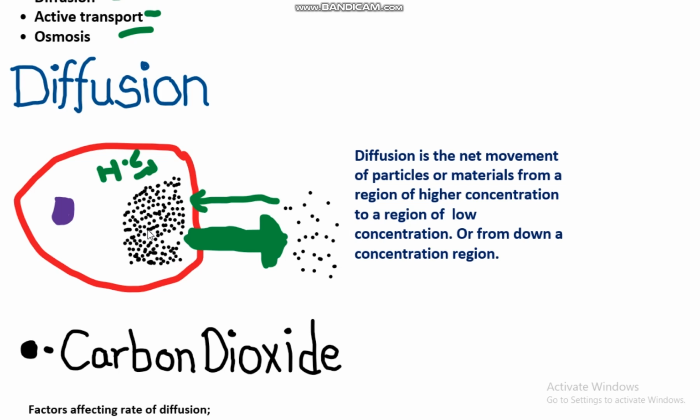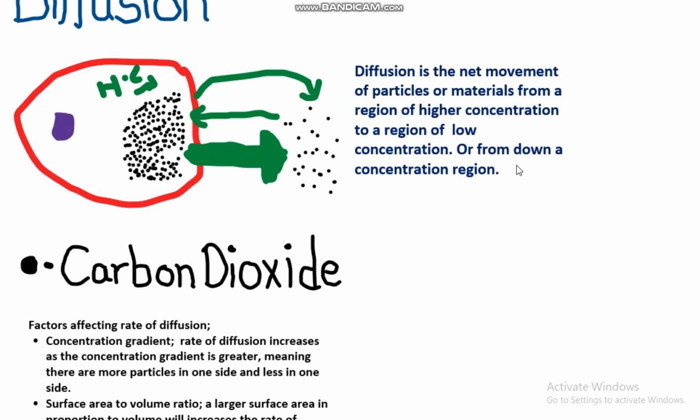So these carbon dioxide molecules will move out of the cell into the open area because it has to follow diffusion, and diffusion's main definition is moving particles from a higher concentration region to a lower concentration region, or down a concentration gradient is another definition.